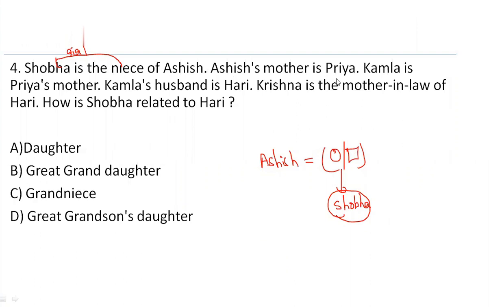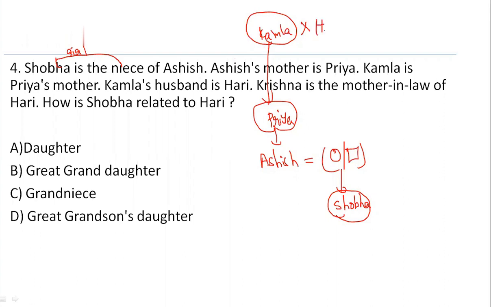Asa's mother is Priya. Asa's mother is Priya means you can write Priya here, and she is a girl. Kamala is Priya's mother. You can write Kamala here. Fine. Next, Kamala's husband is Hari. Husband means married, right? So you can take out the marital person here.